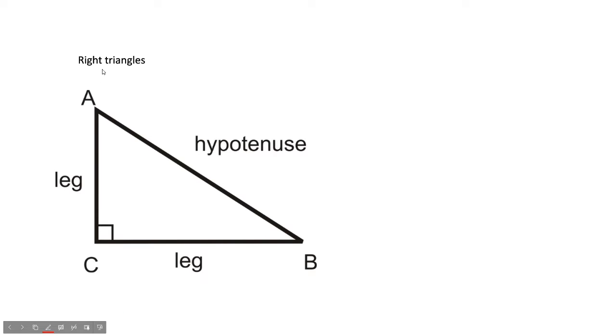Alright, so right triangles. There's only a few things you really need to know for this video, which is going to be that the hypotenuse is this side. It's the longest side. These other two sides are called legs, and a right triangle is denoted by this little corner right here that signifies a 90-degree angle.